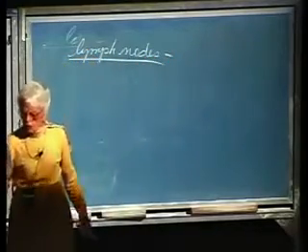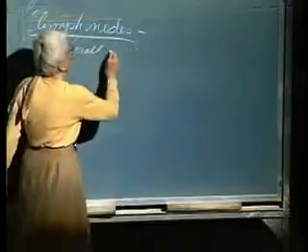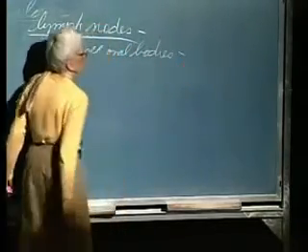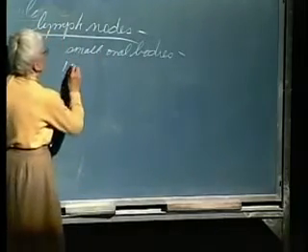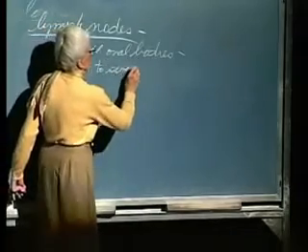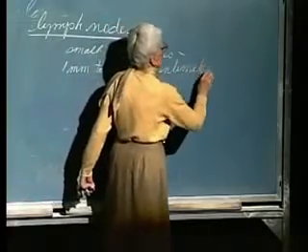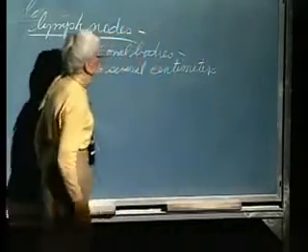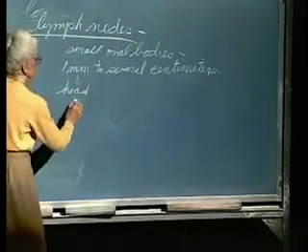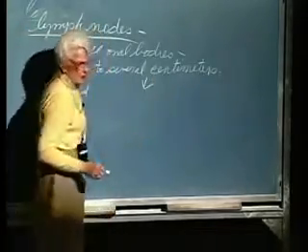Lymph nodes, again, are oval bodies, but much smaller. Small oval bodies. They can be anywhere from 1 millimeter to several centimeters. To put it into something you're familiar with, 1 millimeter can be the head of a pin, and several centimeters, lima beans.